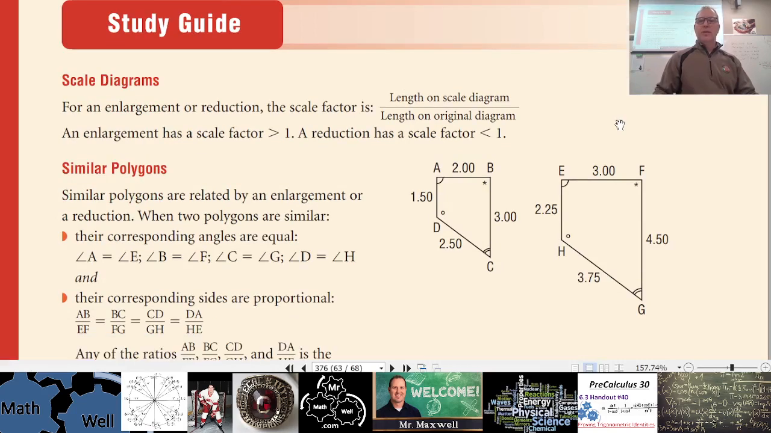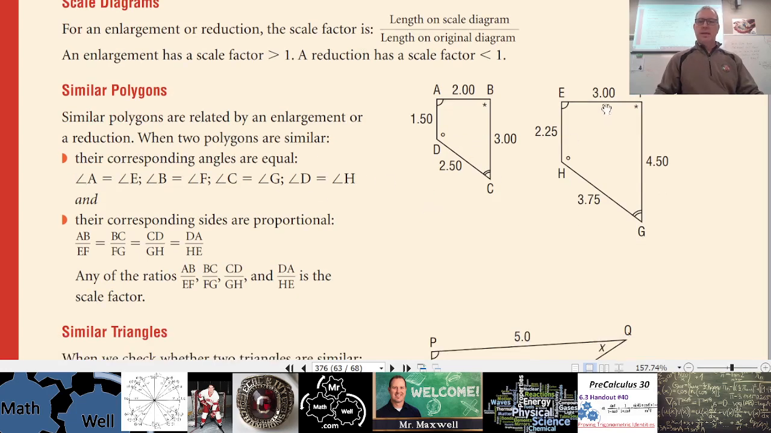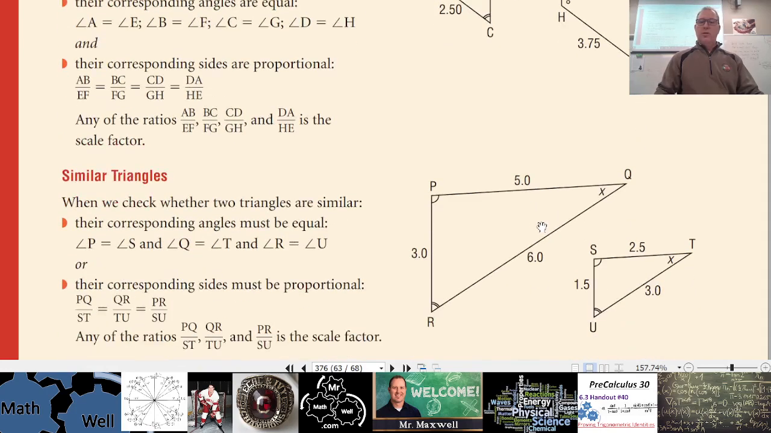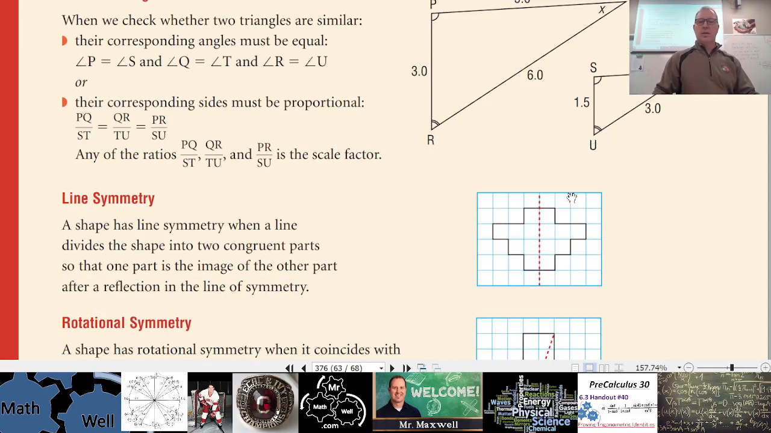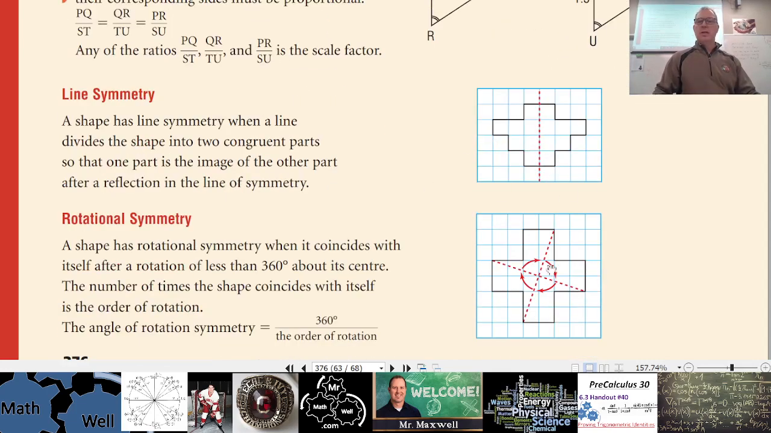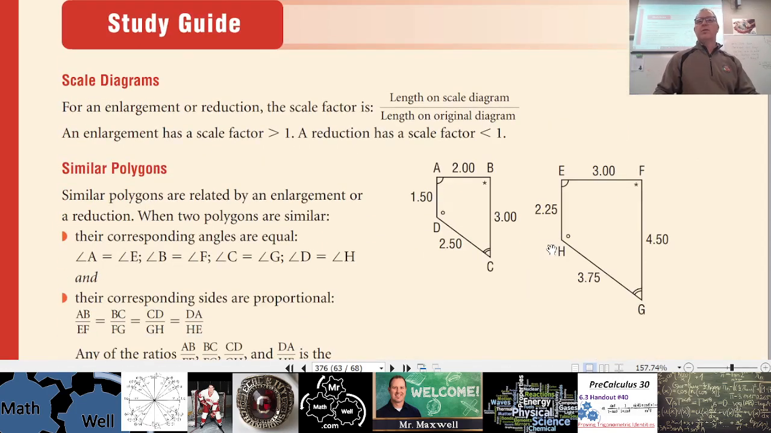As you go through this, this is the kind of stuff that you can put on your cue card. Again, it talks about scale diagrams, scale factors, similar polygons, the ratios of their sides right here. Remember that? And what about similar triangles? We did a whole section on similar triangles and how to solve for unknown parts. Then it talks about line symmetry and rotational symmetry. So this study guide is very good for you to study for your test.